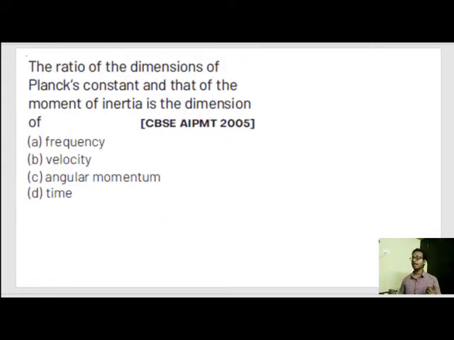The ratio of the dimension of Planck constant to that of the moment of inertia is the dimension of. So they are asking us the ratio of Planck's constant. Out here we do not need to know the accurate value of Planck's constant. Okay, we just need to know its dimensions. So we know the formula: energy is equal to hc by lambda, where lambda is the wavelength.